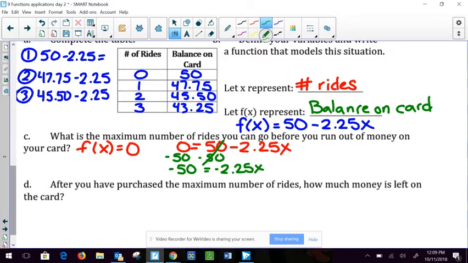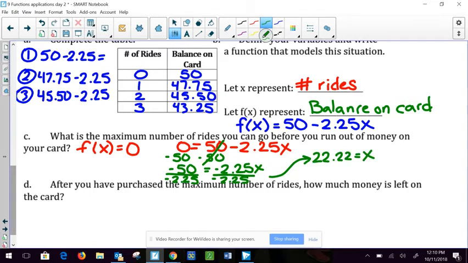From here, how do I undo negative 2.25 times x? You guessed it, we're going to divide. So divide both sides by negative 2.25. Kind of out of room, so I'll put it over here. When I divide negative 50 by negative 2.25, I get a whole bunch of 2's. I get 22.22 is equal to x.